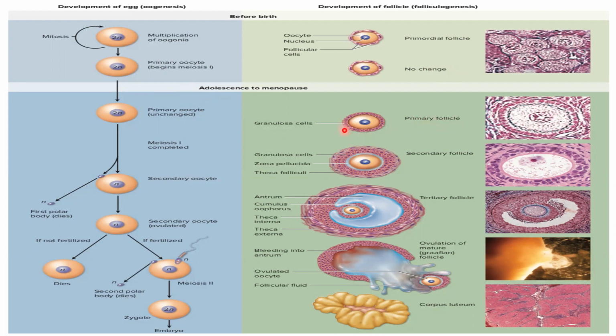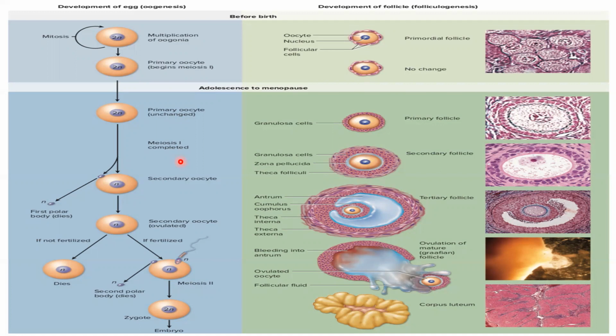You can see the changes in the cells. Initially there were follicular cells. Now these cells are known as granulosa cells. At this time, the primary oocyte will remain unchanged. Now what will happen? Slowly and slowly, the primary oocyte will complete its meiosis 1.